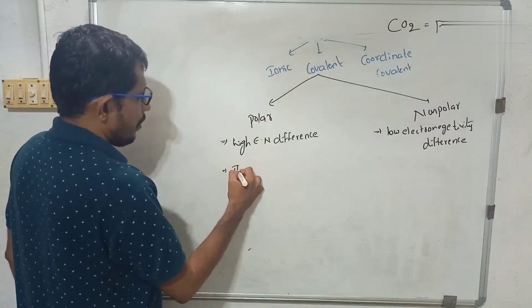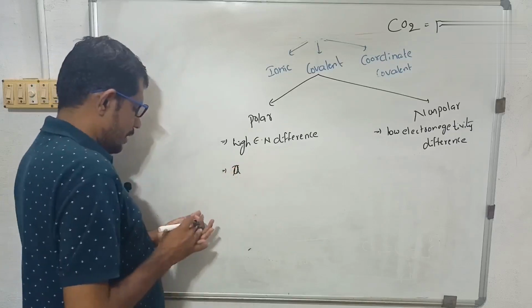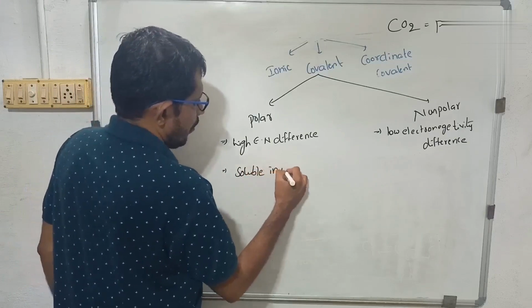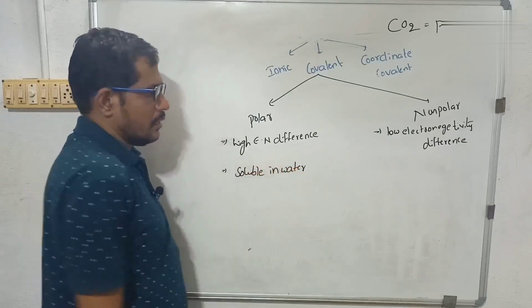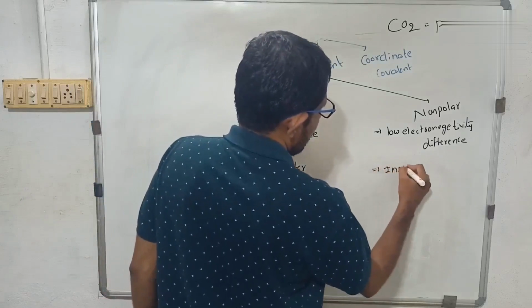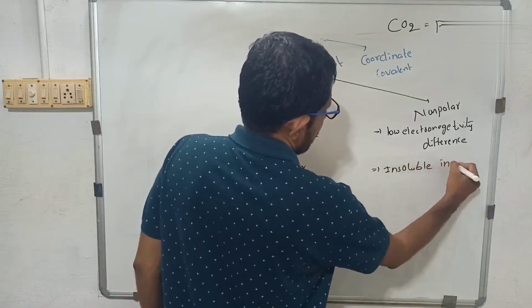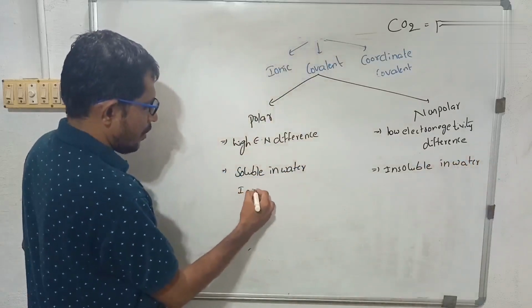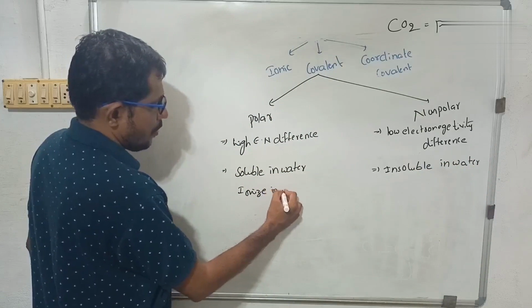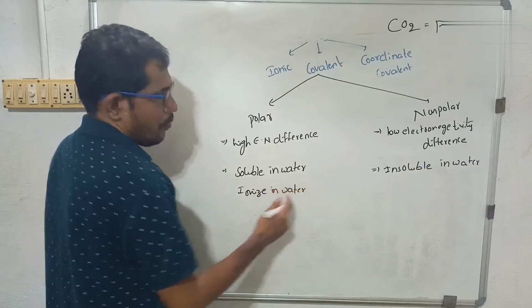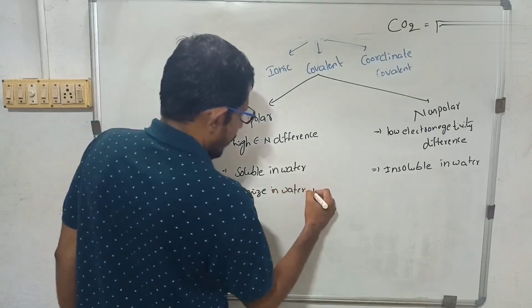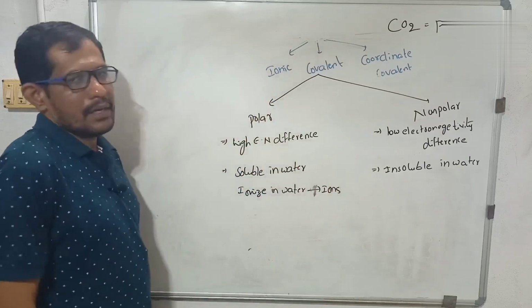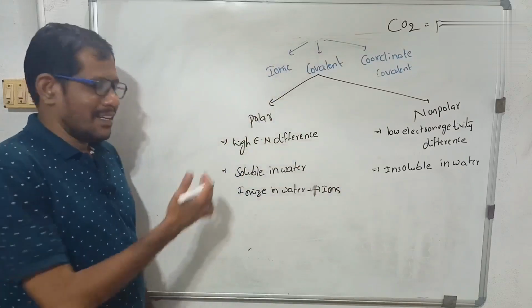Generally, polar compounds are soluble in water, right? Non-polar compounds are insoluble in water. Polar compounds ionize in water. So water makes them ionize and they form ions. Polar compounds are soluble in water, they undergo ionization in water and form ions.